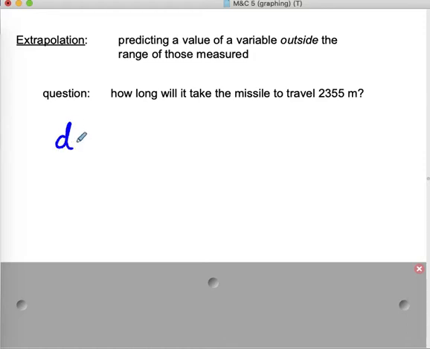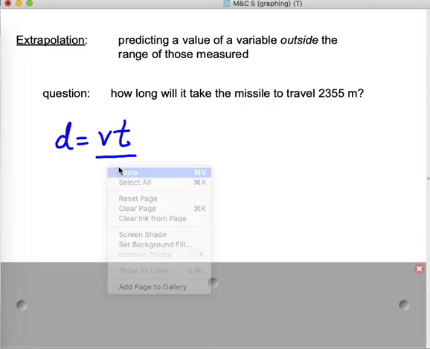Well, once again, I'll start with my equation. Distance equals velocity times time. I know the velocity, I know the distance. Now I'm trying to solve for time. So before I plug in, I will algebraically rearrange by dividing both sides by velocity.